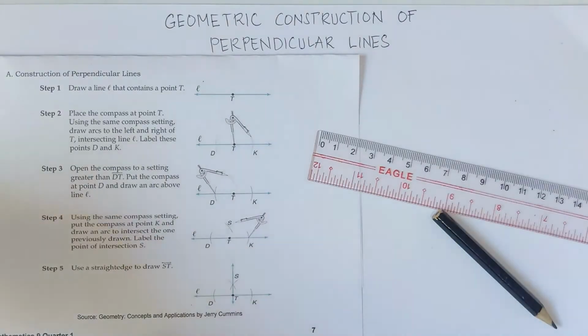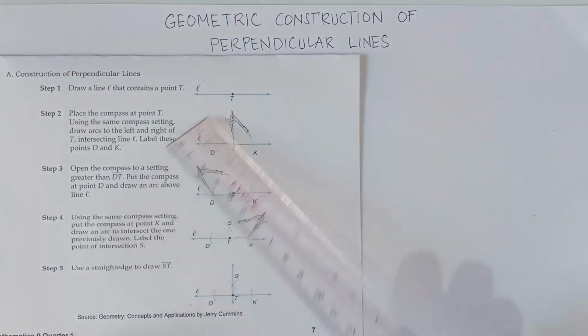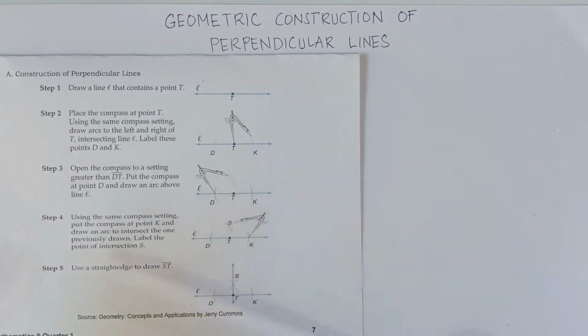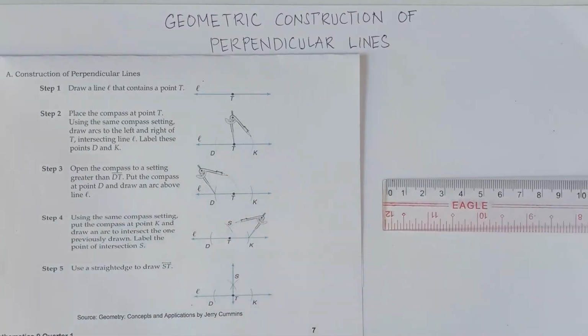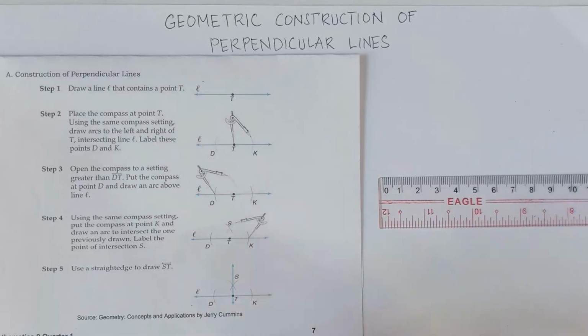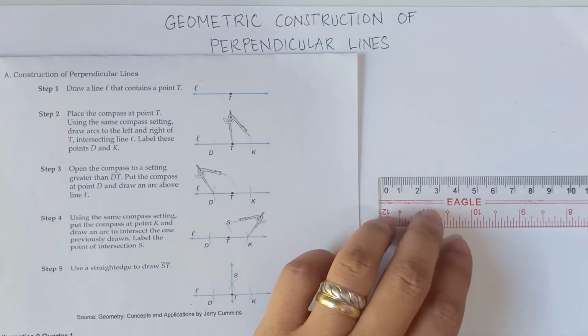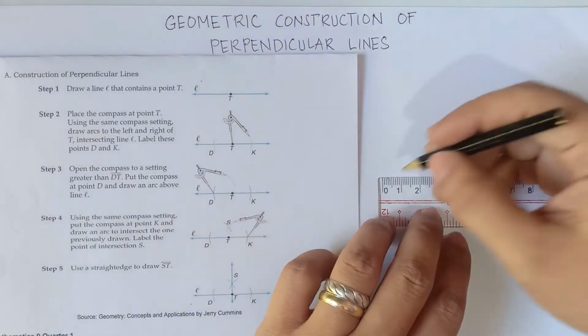Step 1: draw a line L that contains a point T. This is the illustration. You can measure anything that you want, class. You can have 8 cm, 6 cm, that's okay. It's up to you which you prefer. Let's have 6 cm for our horizontal line.